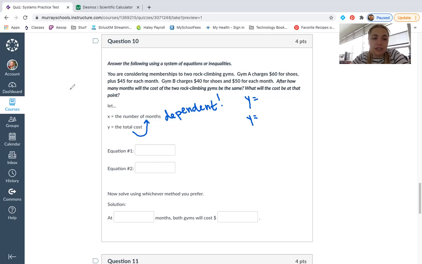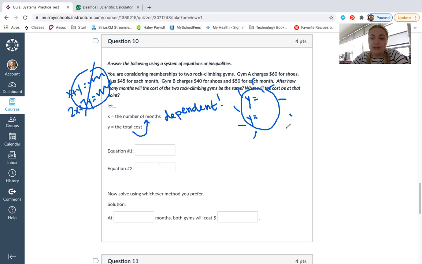This is as opposed to like an x plus y equals blah, blah, blah, or 2x plus 7y equals blah, blah, blah. So we're not doing these when it's dependent. We are going to have y equals when it is a dependent situation. Okay, so let's get our equations written down here.